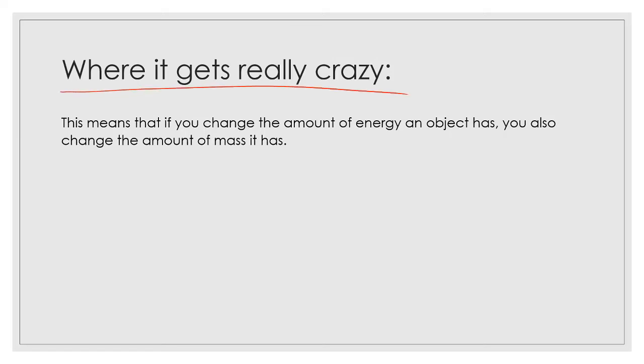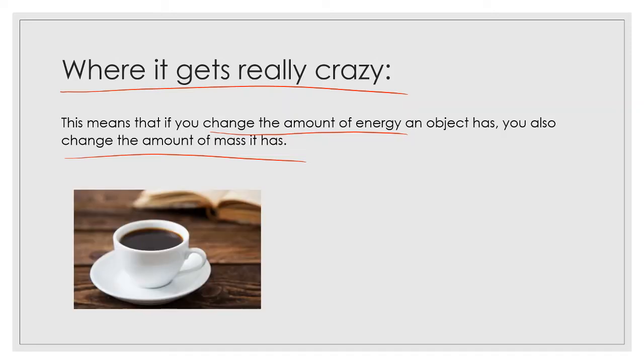Now, here's where it gets really crazy. This means that if you change the amount of energy an object has, you also change the amount of mass that it has. I'll give an example. Imagine that you go to the coffee shop, down to Starbucks, because you're having to work from home, you've got to get your coffee to fuel yourself. Some of you I know like to drink coffee. And you order a piping hot black coffee.